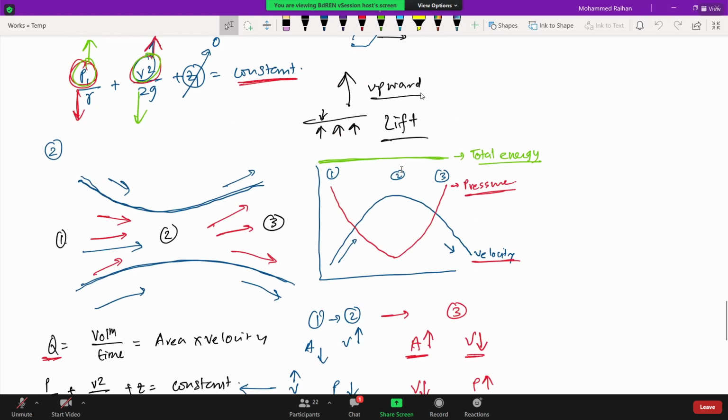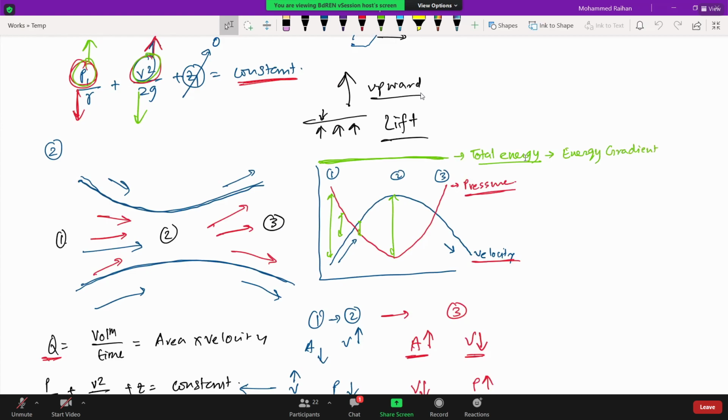Clear about this part? Total energy is basically the sum of these two, and their sum will remain constant. That is the total energy, right? This total energy line is called the energy gradient line.